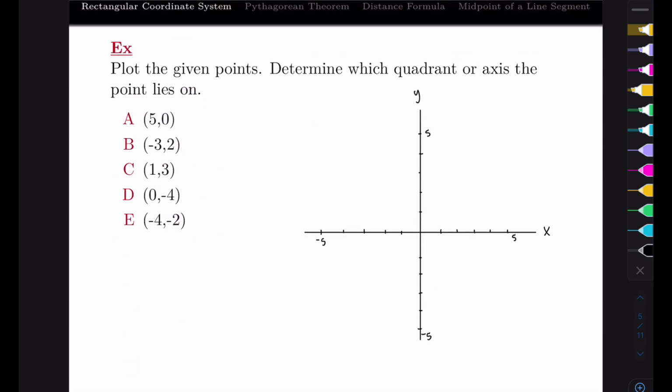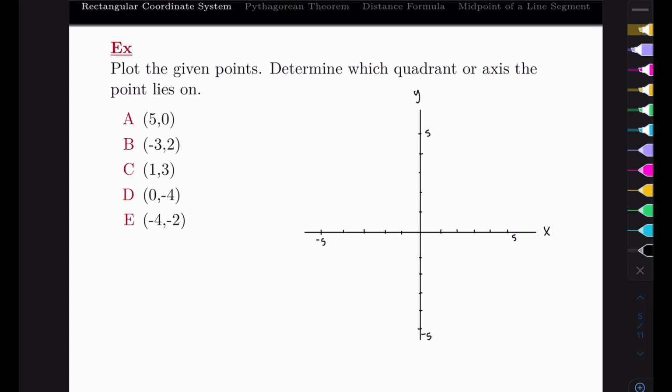So let's get some practice. We're going to plot these given points, and then we want to figure out which quadrant or axis the point lies in or on, depending on where it lands. So our very first point, A, has coordinates 5, 0.